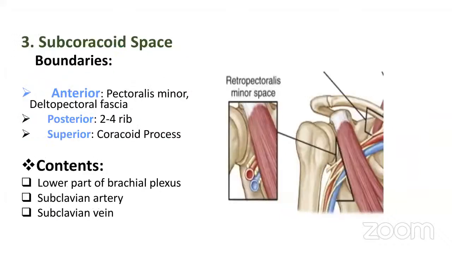Sub means below the coracoid process; this space is known as the subcoracoid space, and the other name is the retropectoralis minor space. Why? Retro means behind the pectoralis minor, so it is known as the retropectoralis minor space. Now boundaries: anteriorly pectoralis minor and deltopectoral fascia, posteriorly the 2nd to 4th rib, and superiorly the coracoid process. Again, contents: lower part of brachial plexus, subclavian artery, and subclavian vein. According to which structure is compressed, you can see the signs and symptoms.